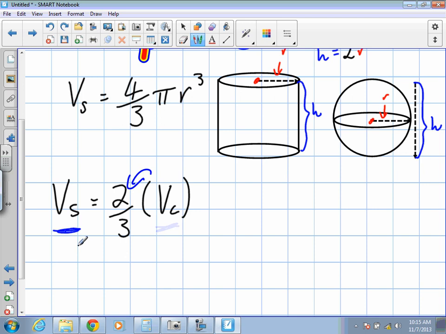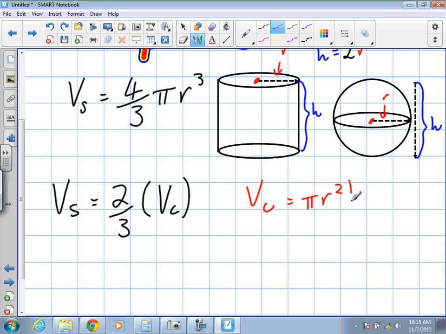Okay? Now, does anyone know the volume of a cylinder formula? Yes. What is it? R squared times h. That's right. Volume of a cylinder is pi r squared times h. I'm going to replace this volume of a cylinder with this formula. So the volume of a sphere is equal to 2/3 times pi r squared times h.